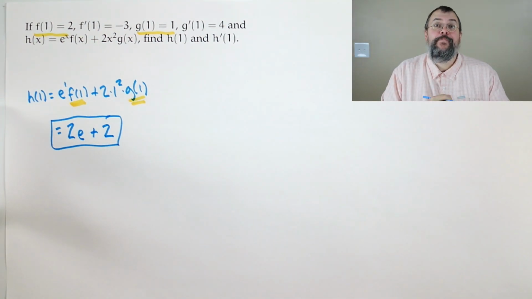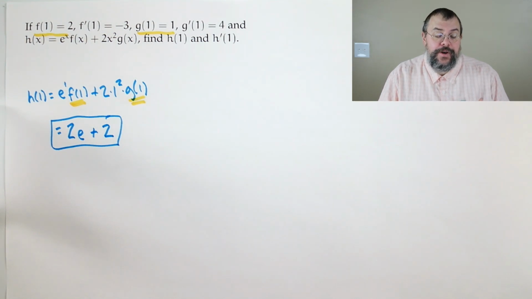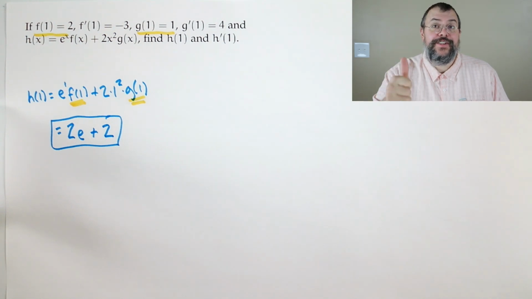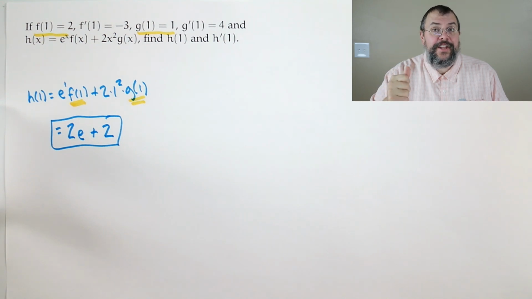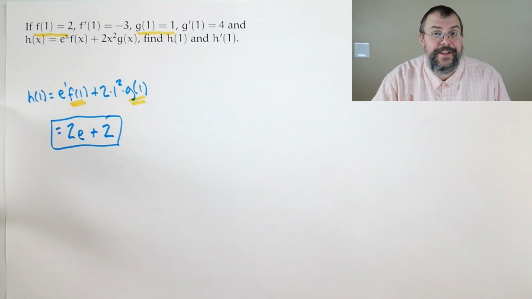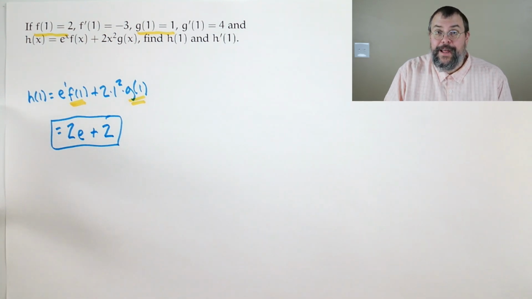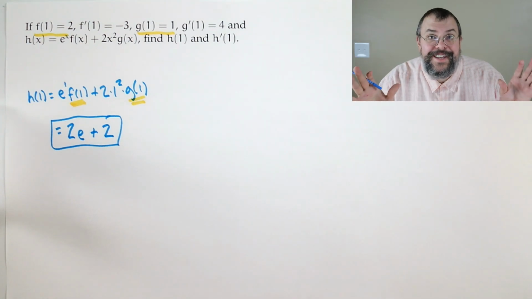All right. Now, how do you find h prime of 1? To find h prime of 1, we're going to do a two-step process. The first step is we find h prime of x symbolically. After we found h prime of x, then we evaluate at 1. Now notice you have to take the derivative before you evaluate. So we can't say, now that I found h of 1, let me take that derivative. Why would that fail miserably?